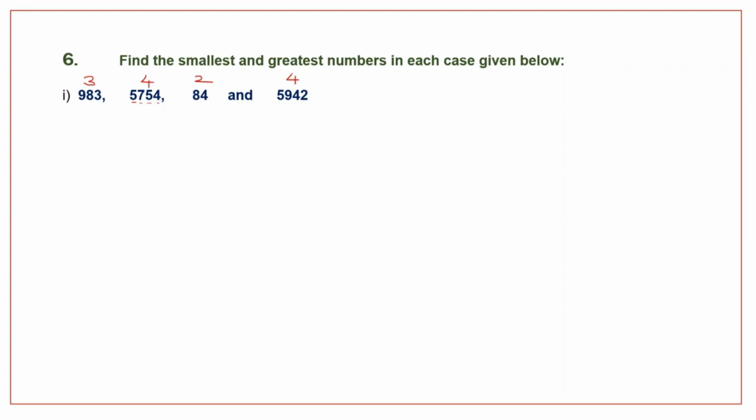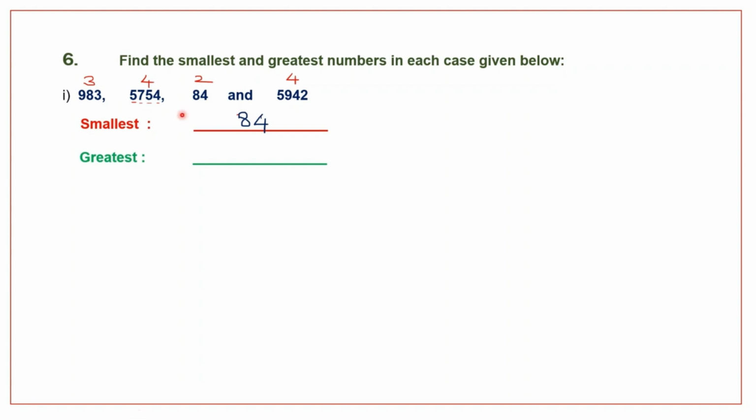So the smallest number will be the one with the least number of digits, and the greatest number will be the one with the most number of digits. So we'll work on that. So the smallest number here is 84. So let's write down 84 as our smallest number. Now, which is the greatest number? The greatest number will be the one with the more number of digits, so that is 4.